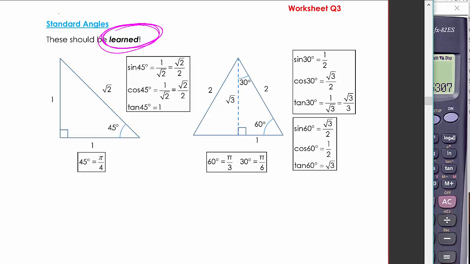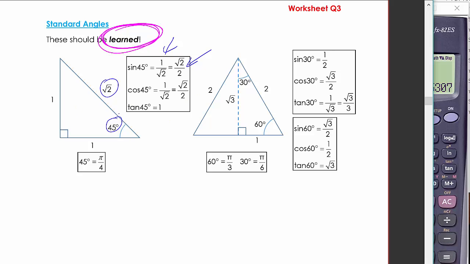Now there's two triangles here. One of them is isosceles and right angled, so the angle here is 45 degrees. Using Pythagoras, the length of this side is root 2. And the sine of 45, so the sine of this angle, is the opposite over the hypotenuse, 1 over root 2, which using our knowledge of surds, we can write as root 2 over 2. You'll see either, so just be aware of that.